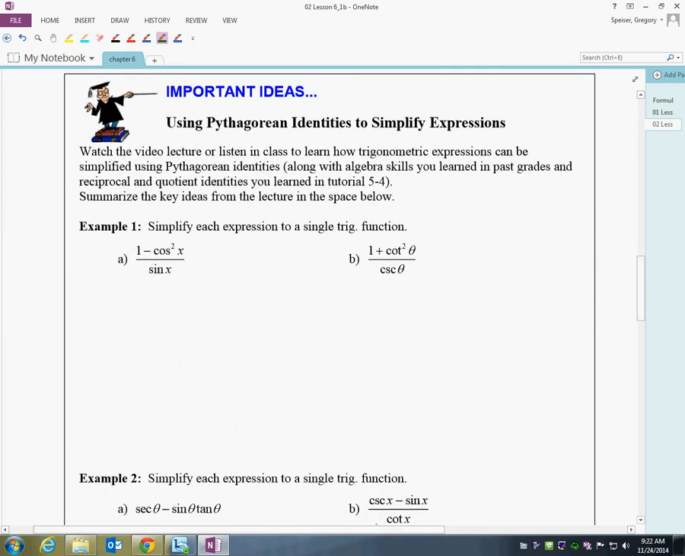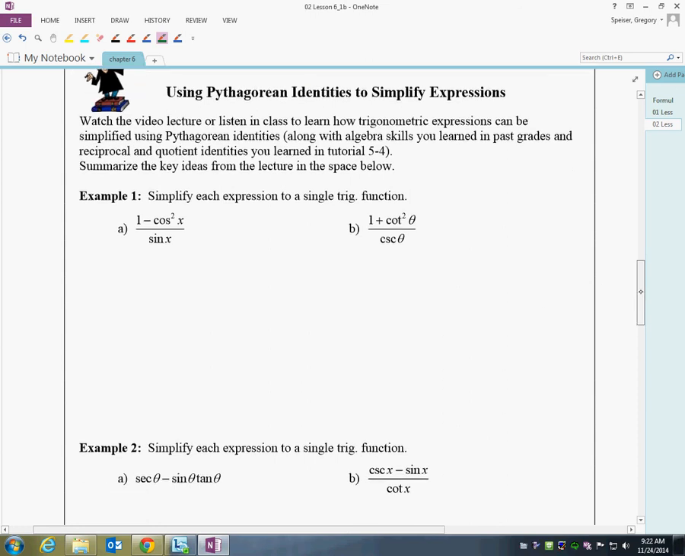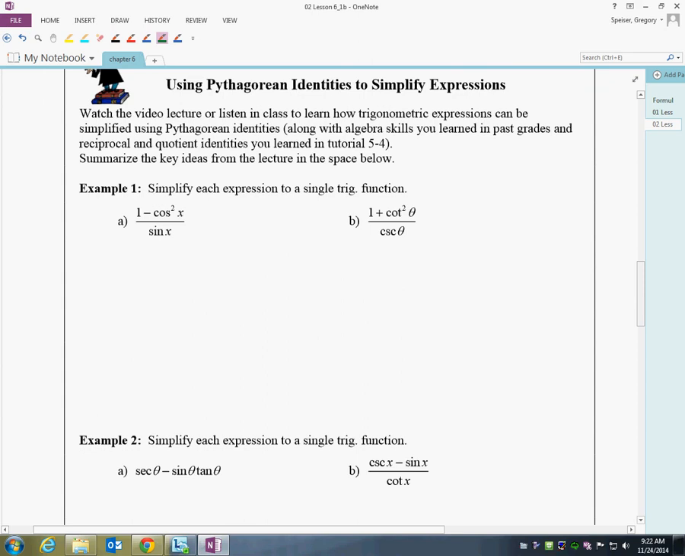Using Pythagorean identities to simplify expressions. So this is like we were doing previously. Up until now we had the reciprocal and the quotient identities from our previous lesson, and now we're going to be doing the same thing with these Pythagorean identities. So let's see if we can make this happen.